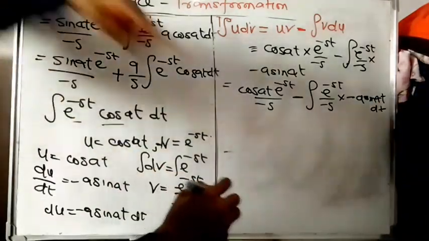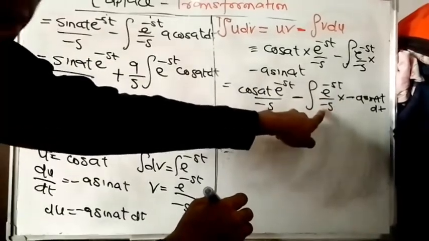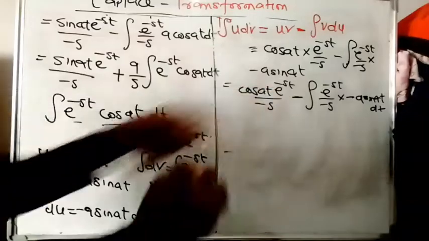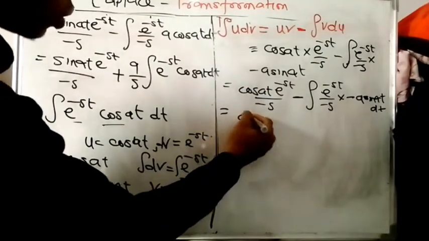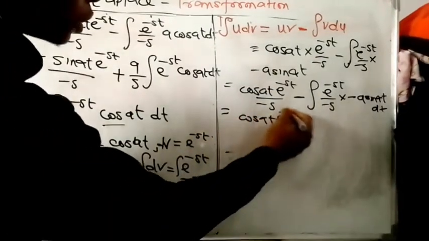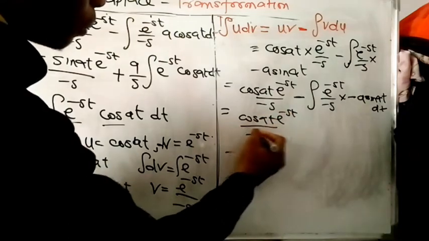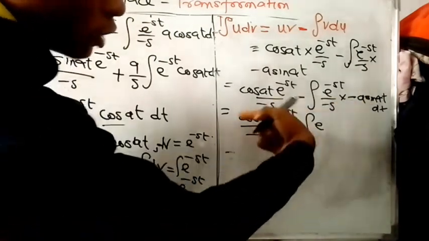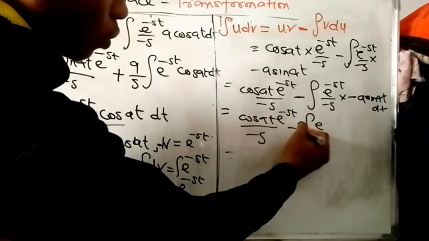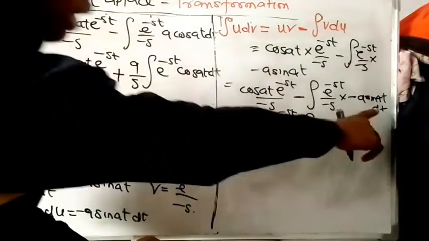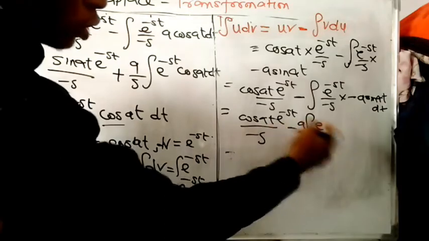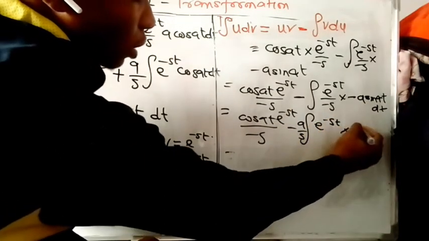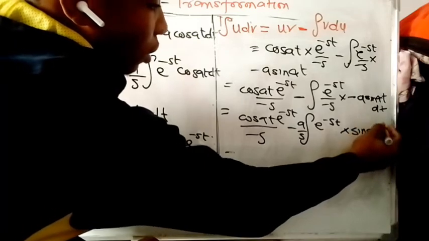So minus will cancel minus, so it is left with minus. Since I am having this, I'll just write it out. This is what I'm having: cos at exponential minus st divided by minus s minus the integral. Now taking out the constants, a and s, we have a over s times the exponential of minus st times sine at dt.